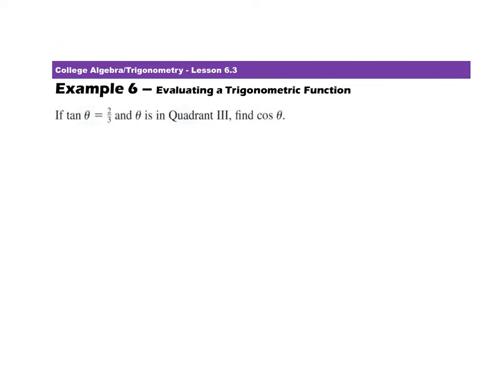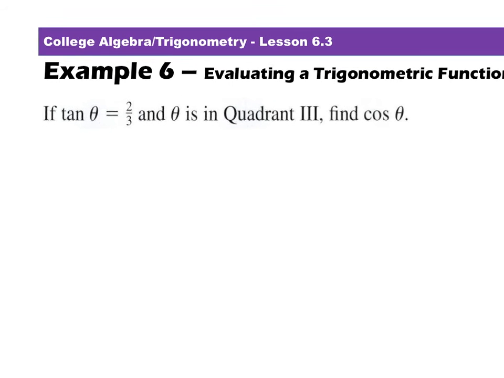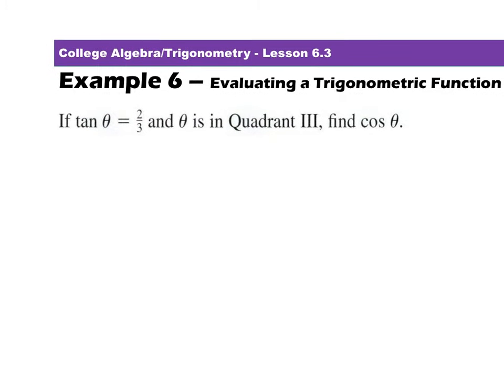If you guys are asked a question like this, this is telling you more information than you can even imagine. As we go through, it says if the tangent of theta is 2 over 3, and theta is in quadrant 3, find cosine. So let's talk about what tangent means. Tangent, we talked about yesterday. You may remember, but tangent is what letter over what letter?